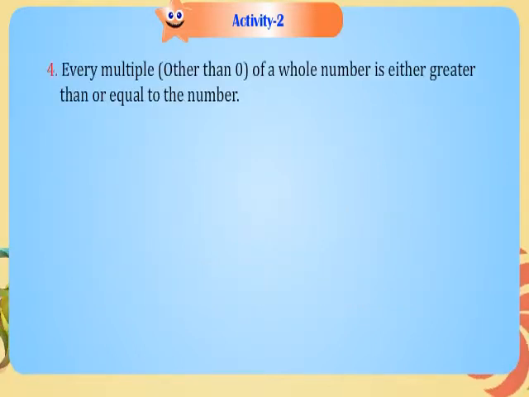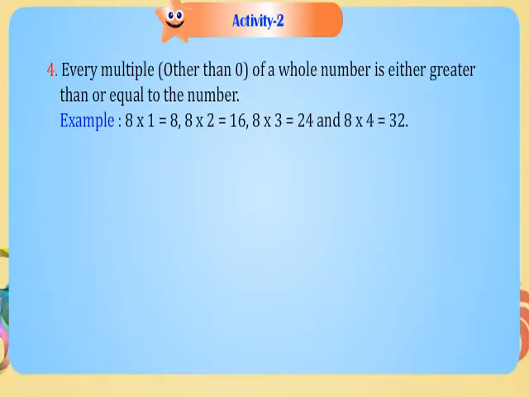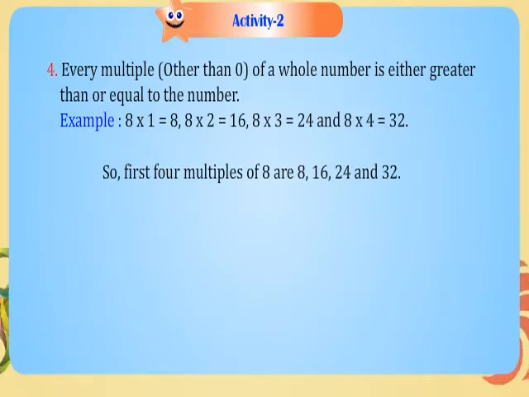Fourth, every multiple other than 0 of a whole number is greater than or equal to the number. For example, 8 into 1 equals 8, 8 into 2 equals 16, 8 into 3 equals 24 and 8 into 4 equals 32. So the first four multiples of 8 are 8, 16, 24 and 32.